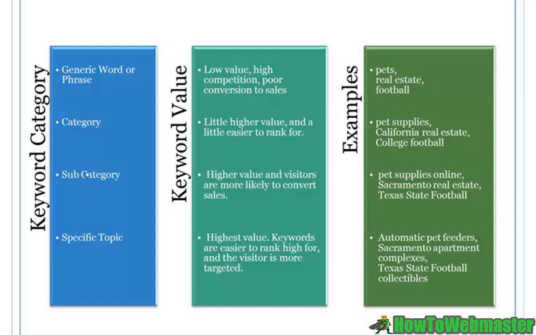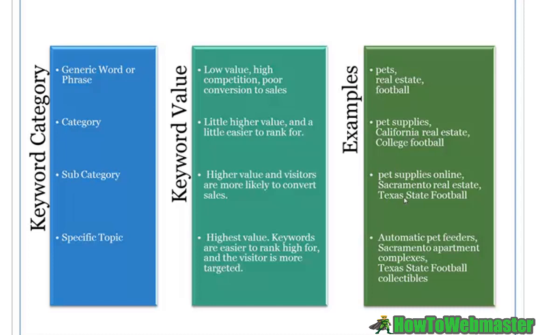Next would be your subcategories. Higher value, and visitors are more likely to convert to sales because now they're starting to type in more specifically what they're looking for. Up here, if they're typing in these, they're not really sure what they're looking for. They just have an interest in pets. They're not really ready to buy yet. Your subcategory ones would be like pet supplies online, pet supply products, maybe Sacramento real estate. So in just California, we're really narrowing it down. Maybe a certain state, Texas State football if you're into college football, instead of just all of them. Now you're starting to narrow it down.